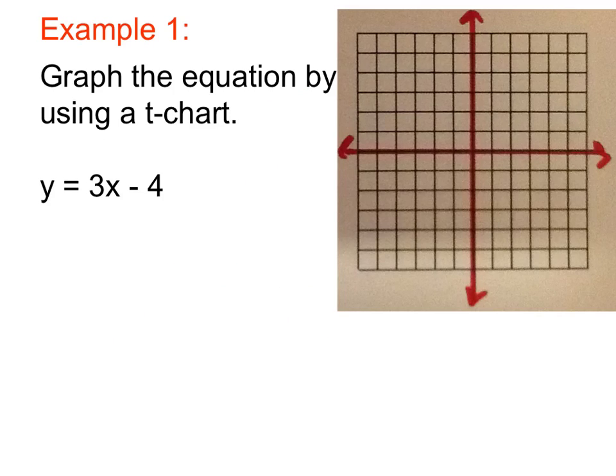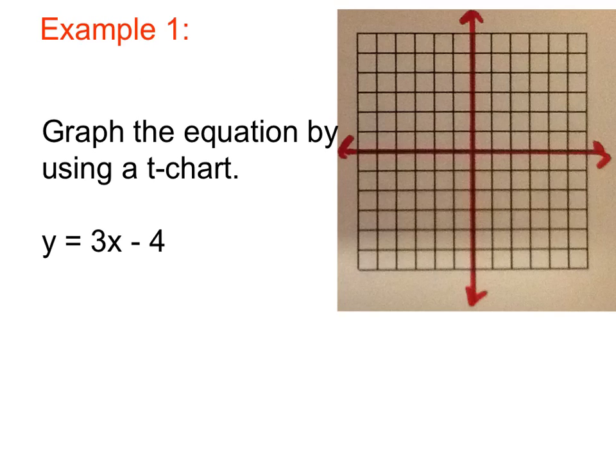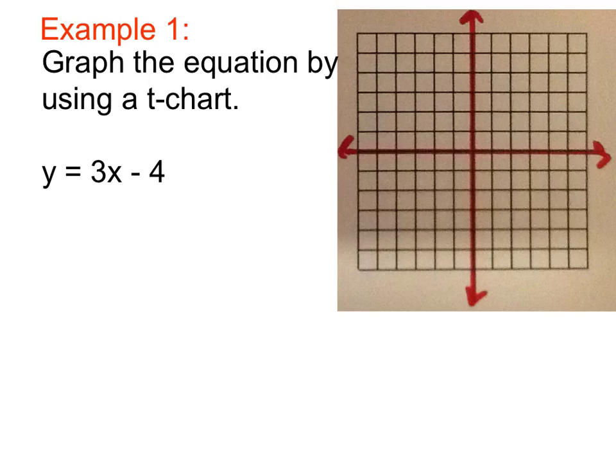Alright, so taking this equation here, y equals 3x minus 4, we're going to graph using a t-chart. So if you make a t-chart, one column for x, one column for y, pick some values for x, say 0, 1, and 2. Well, when I plug 0 in here, we get 3 times 0 minus 4. Well, 3 times 0 is 0. 0 minus 4 is negative 4. So we'll graph the point 0, negative 4.